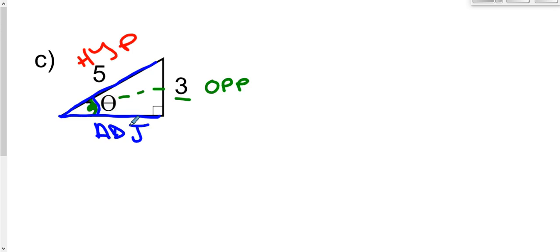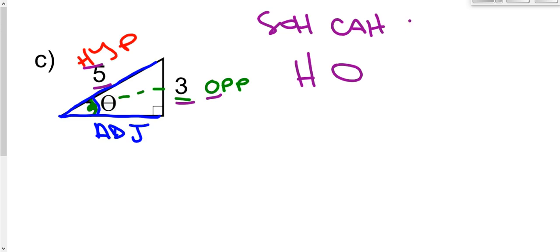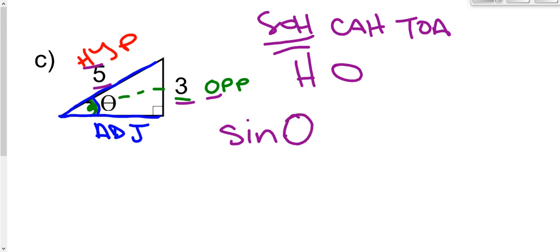We have all three sides labeled. Let's see which ones we care about. We have the value for the hypotenuse. We have the value for the opposite. And that's it. So if we look at SOHCAHTOA, the only one with O and H together is sine. So let's go ahead and look at using sine of our angle. I don't know the angle yet, sine of theta, equals OH, O over H. So the opposite, 3 over the hypotenuse, which is 5.